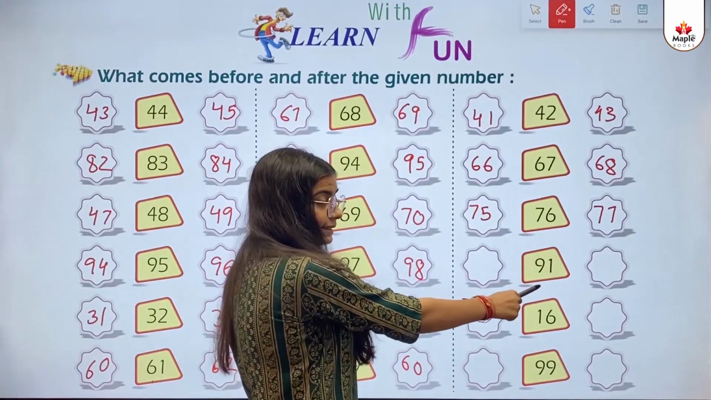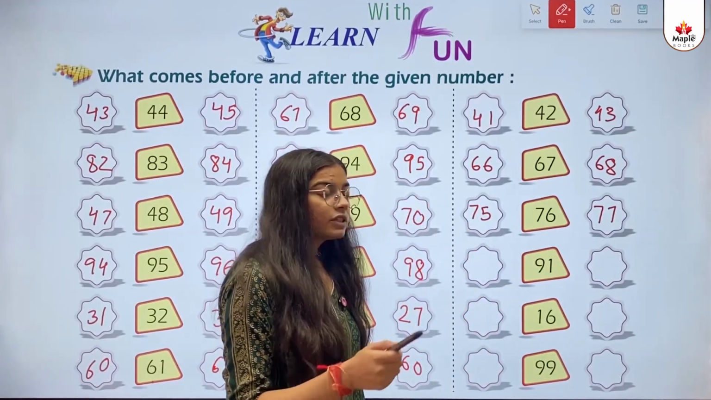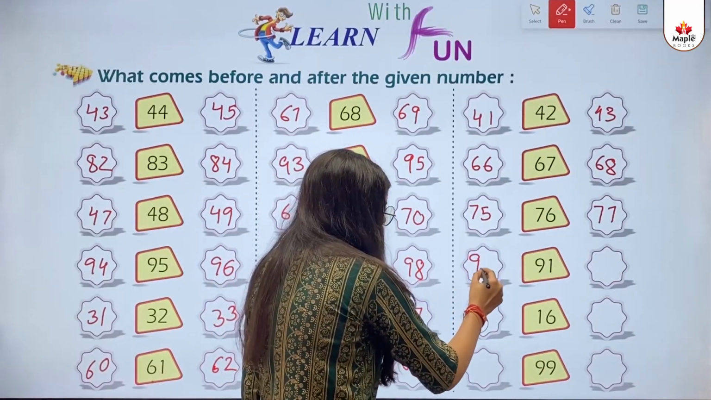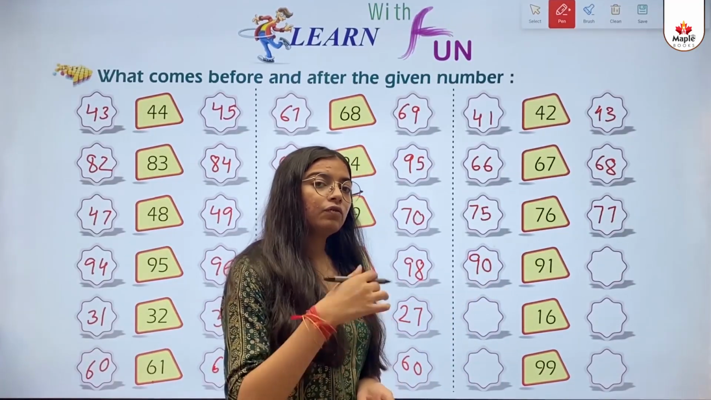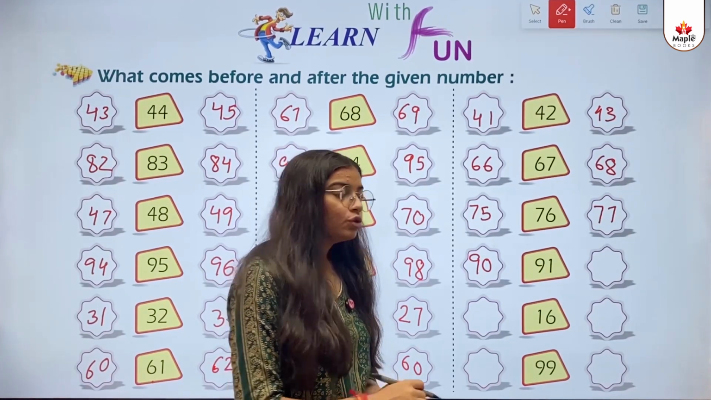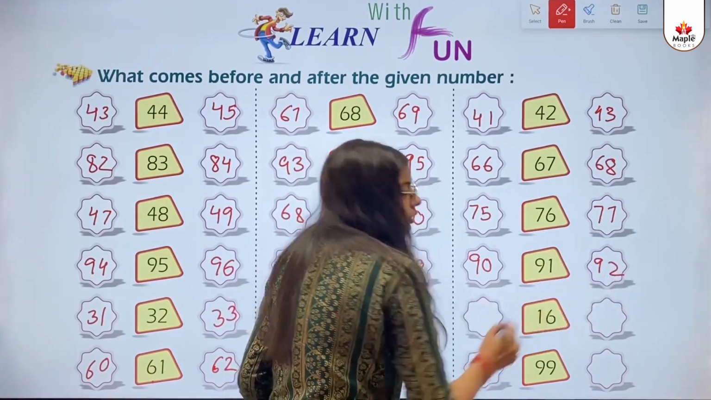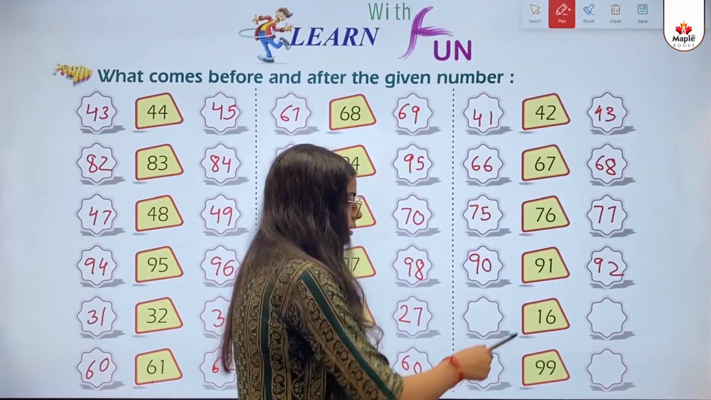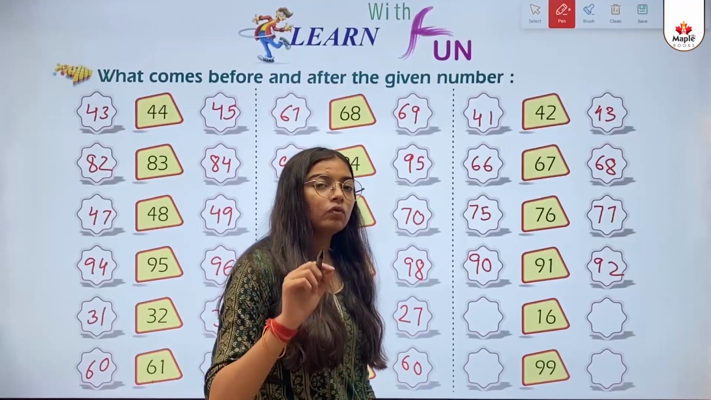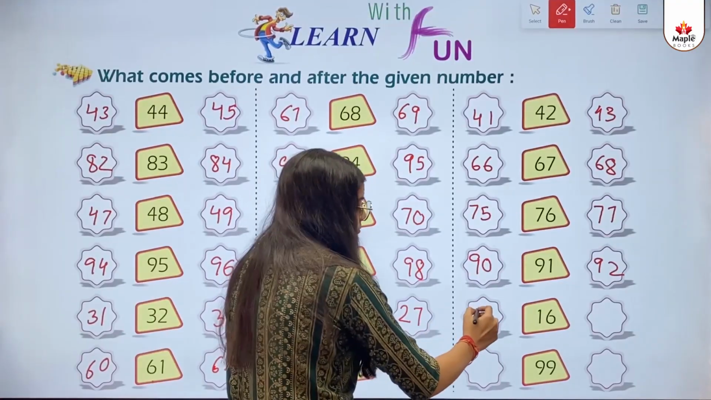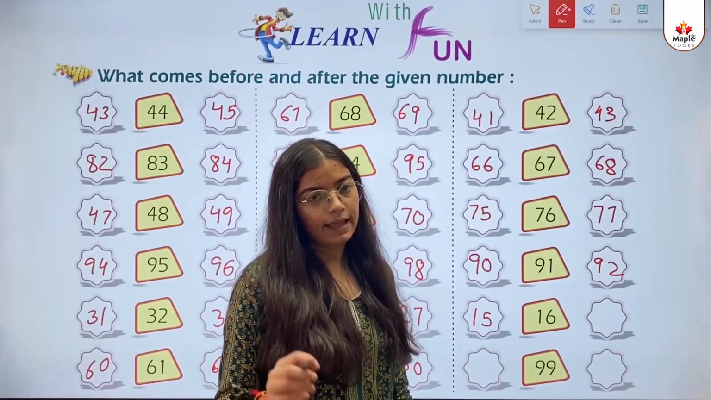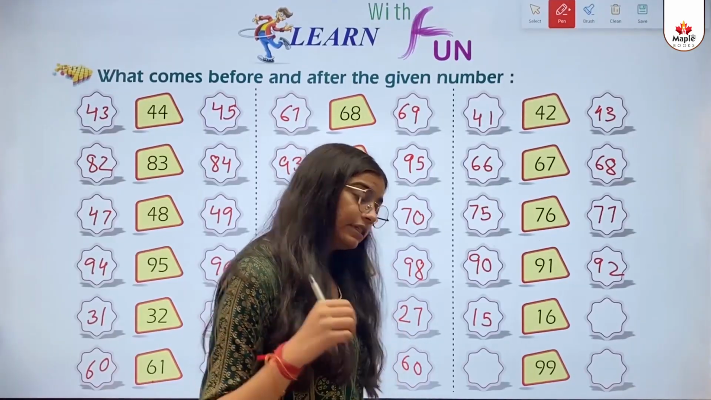Then 91. What comes before 91? That is 90. What comes after 91? That is 92. Then 16. What comes before 16? That is 15. Then what comes after 16? That is 17.